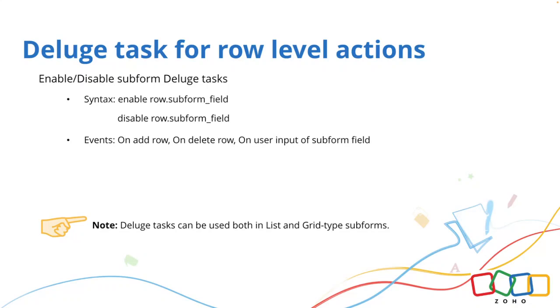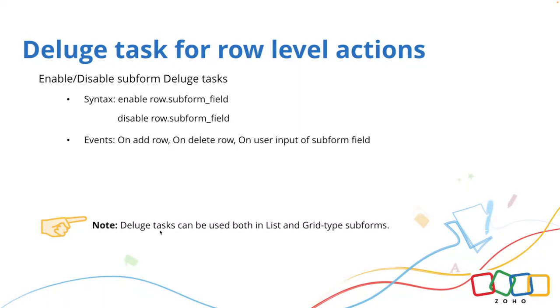In the past, you may have come across business scenarios which require you to hide and show, which is again one of the most anticipated features. After the request, our product team worked upon it, and now this option is also available in the form of subform fields. So we have the syntax enable row.subform field, and similarly disable row.subform field. This can happen on the addition of a row, on the deletion of a row, or even on a user input of a subform field.